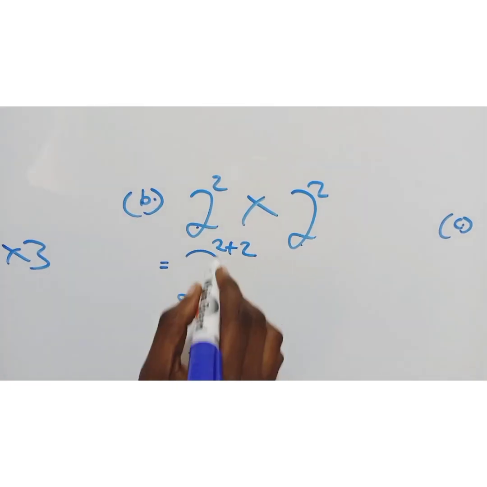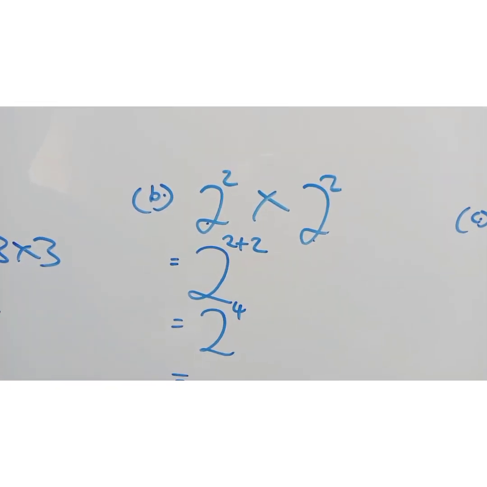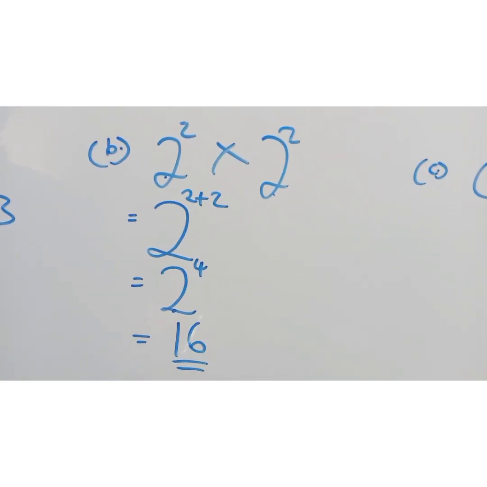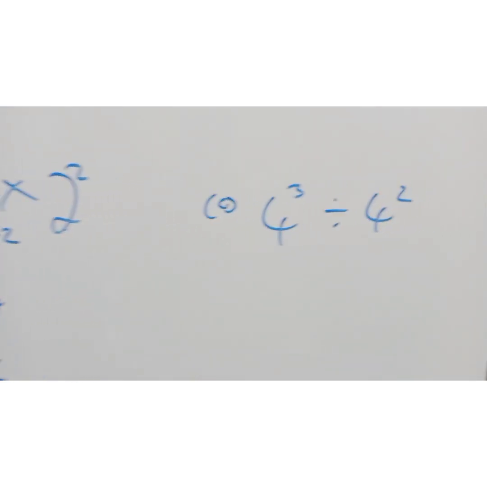So this is 2, 2 plus 2, 4. So this is 2 times 2 times 2 times 2, which gives you 16. Yeah. We move on to C.